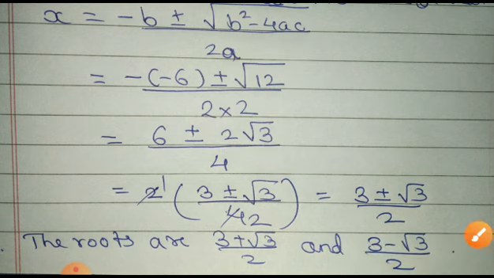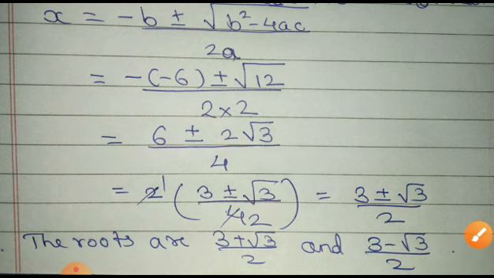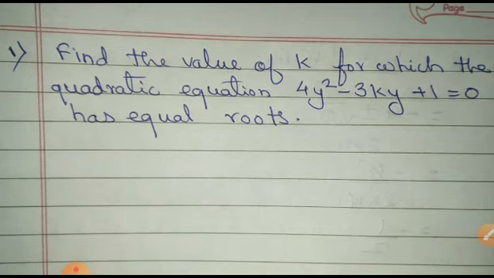Now from these two terms I can take 2 outside. So inside the bracket it is 3 plus or minus root 3, divided by 4. Now I can cancel this and this. And hence the roots I will be getting are 3 plus root 3 by 2 and 3 minus root 3 by 2. Clear? Next one.